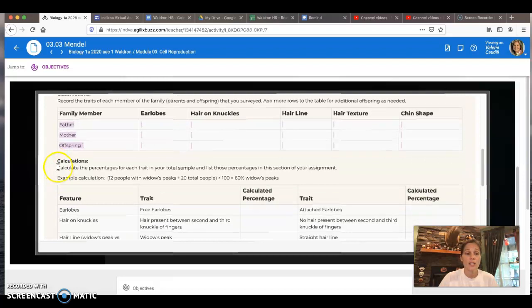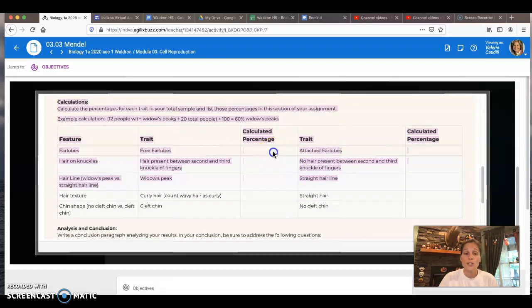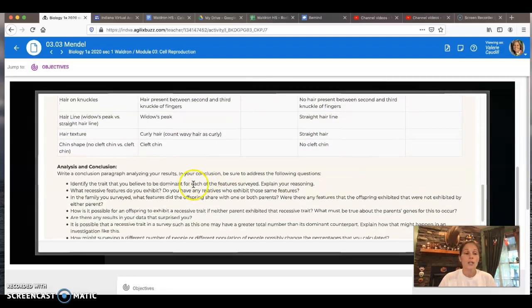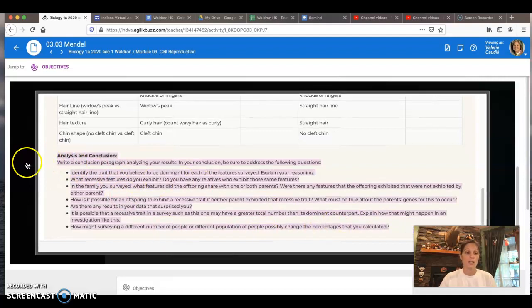And then we have a calculation section where you are going to calculate the percentage of the people that you surveyed, of the 20 people, what percentage had free earlobes, what percentage had attached earlobes, what percentage had hair between the second and third knuckle, or no hair between the second and third knuckle. Okay, so we'll continue on to document that, and then you have 7 analysis and conclusion questions.